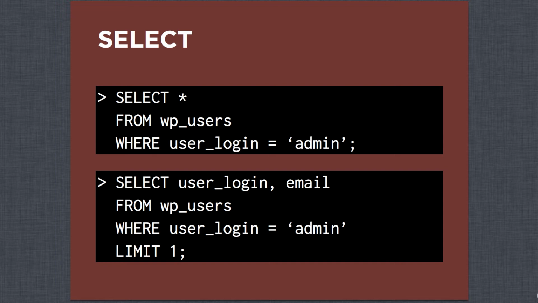And you can also see in this select clause, I only want the user login and email address. I don't want all of the columns. There's a lot of columns in the WordPress users table. So I'm only interested in the user login and the email. So these are two similar queries that return different data.